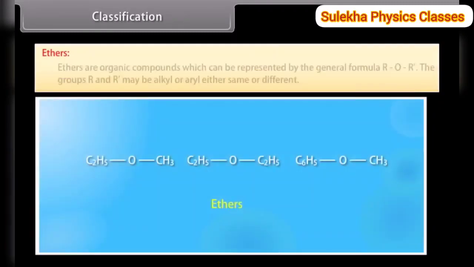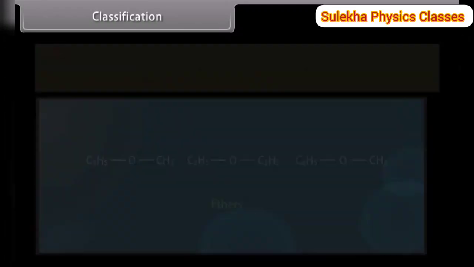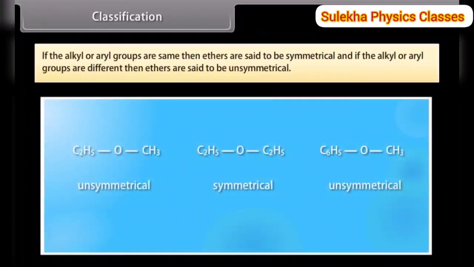Ethers. Ethers are organic compounds which can be represented by the general formula R-O-R'. The groups R and R' may be alkyl or aryl, either same or different. If the alkyl or aryl groups are same, then ethers are said to be symmetrical, and if alkyl or aryl groups are different, then ethers are said to be unsymmetrical.